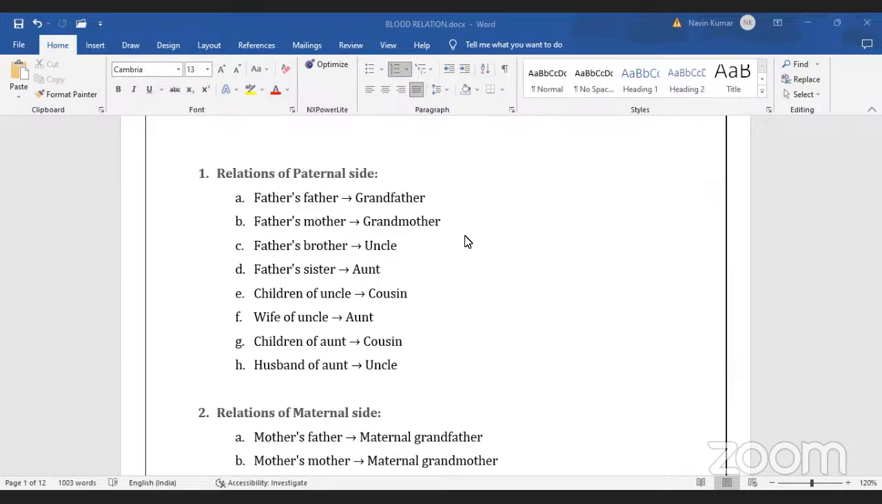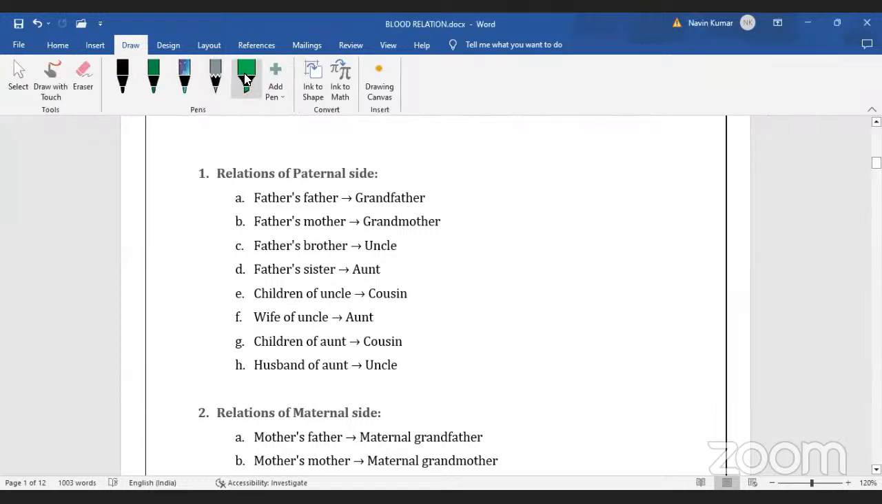What all comes under your paternal side? Father's father is grandfather, dada. Father's mother, grandmother. Then uncle, aunt, cousin. Wife of uncle is also aunt. And father's sister is also aunt. Remember, try to understand this difference. These are two different things. This aunt is different, this aunt is different. Similarly, husband of aunt is uncle and father's brother is also uncle. These two are different.